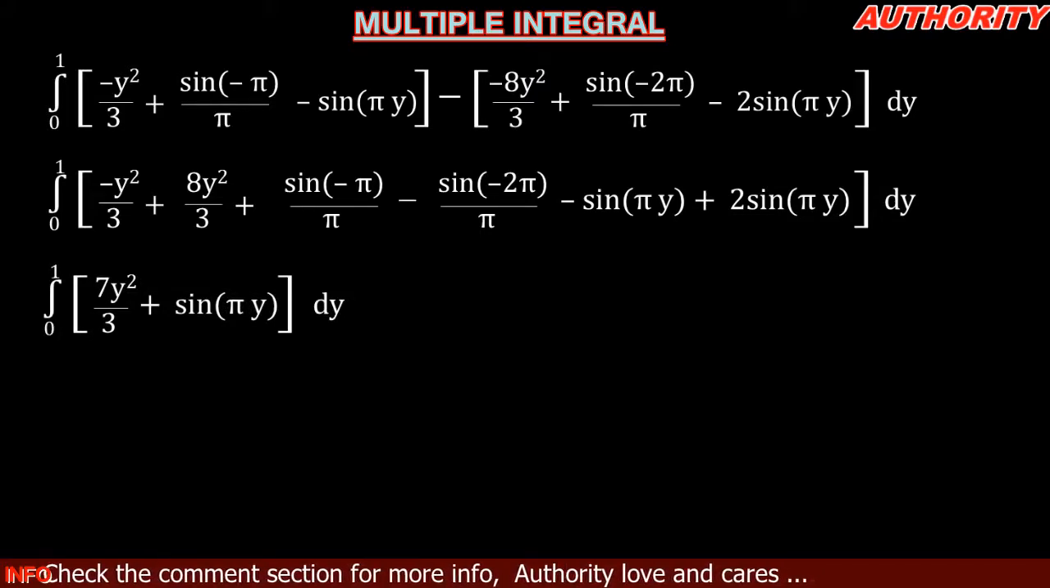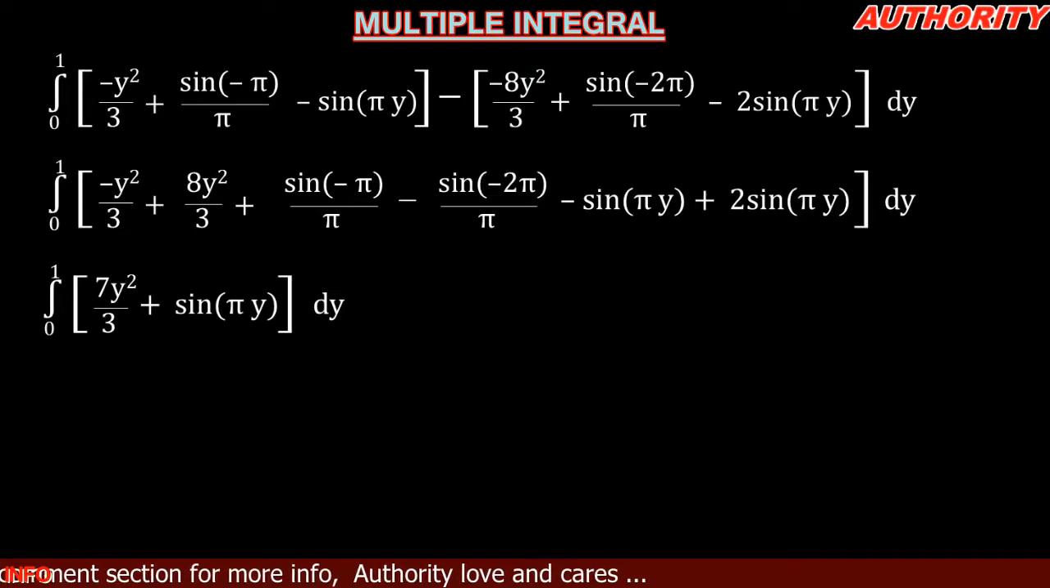And then in this place, we have sine minus pi all over pi minus sine minus 2 pi all over pi. When you combine this together, it's going to give you 0. Then here we have minus sine pi y plus 2 sine pi y. When you combine this together, it's going to give you sine pi y. So here we have the integral over the region 0 to 1 of 7y squared all over 3 plus sine pi y in bracket dy. Alright, good.